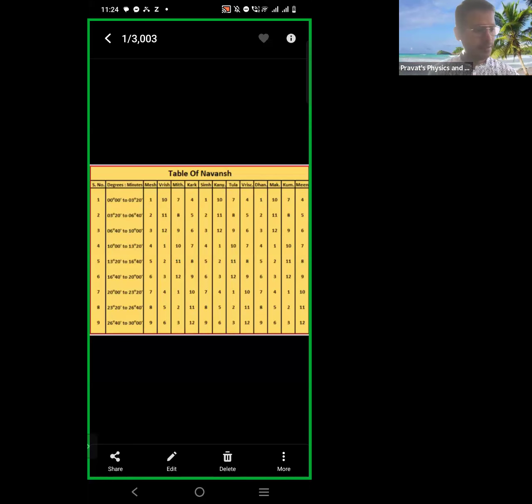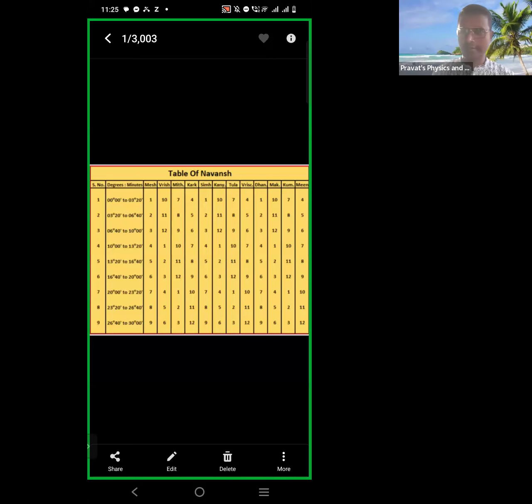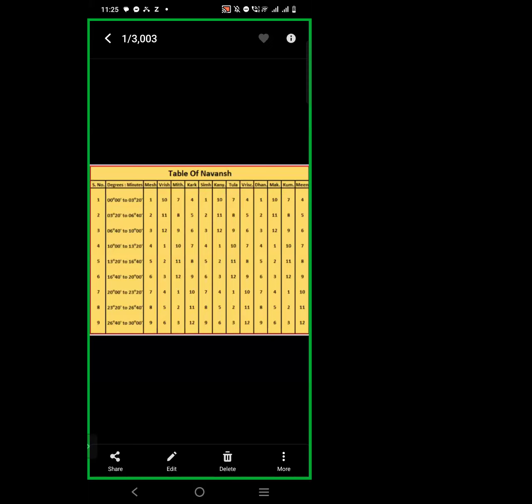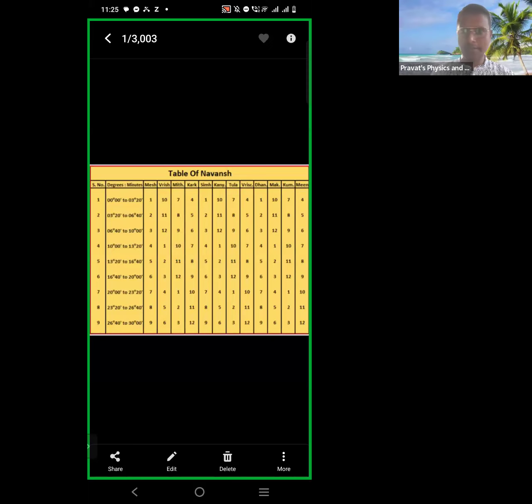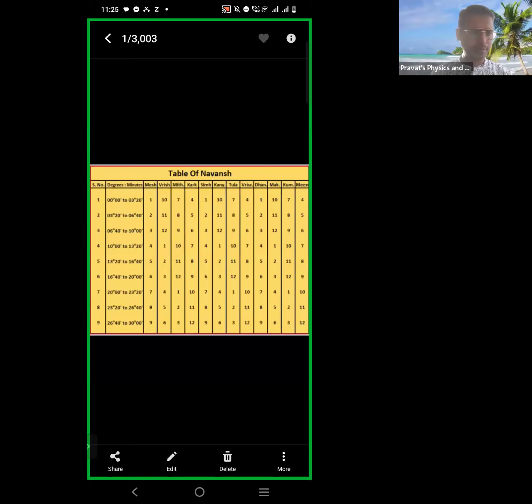Can anybody say how many padas are there in a single nakshatra? 4 padas. So in 30 degrees, how many nakshatras should be there? 2 nakshatras and 1/4. That means how many padas should be there? 9 padas. I hope everybody can answer this, because 3 degrees 20 minutes refers to one part out of 4 parts of a nakshatra.